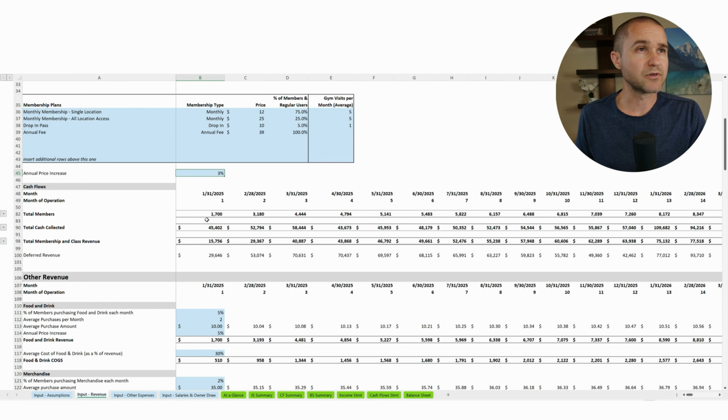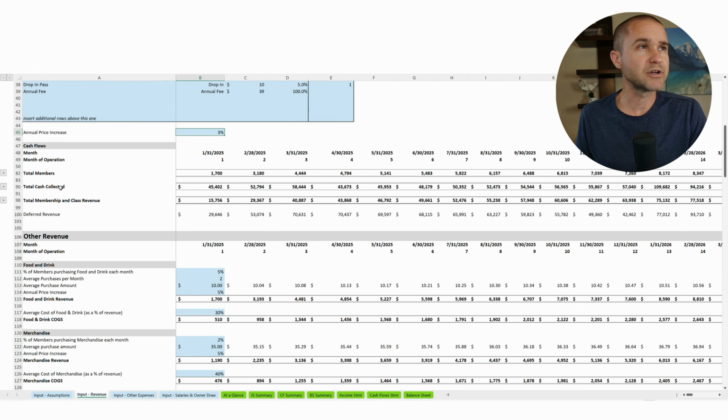Now, this section is really important. You're going to notice total cash collected here, $45,000 in the first month, versus total membership and class revenue of only $15,000. So what's the big difference? Well, this is an accounting thing. If you don't want to know accounting details or generally accepted accounting principles, fast forward here. But I think it is important from a cash flow perspective to understand this.